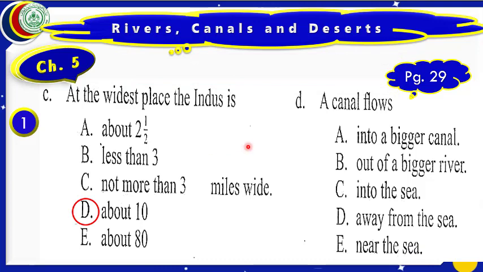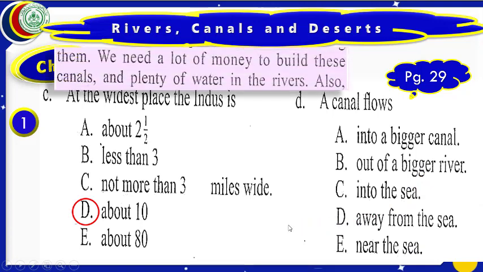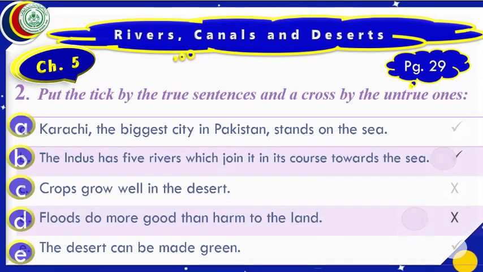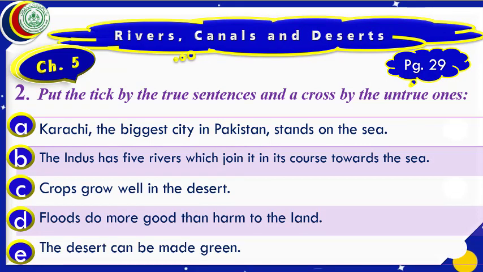A canal flows out of the river, out of a bigger river, yes, not into a canal or anywhere other. Our answer is given in the lesson also. We shall choose out of a bigger river. Dear students, we have done the first exercise. This is exercise number 2. Let us read the instructions and do it accordingly.